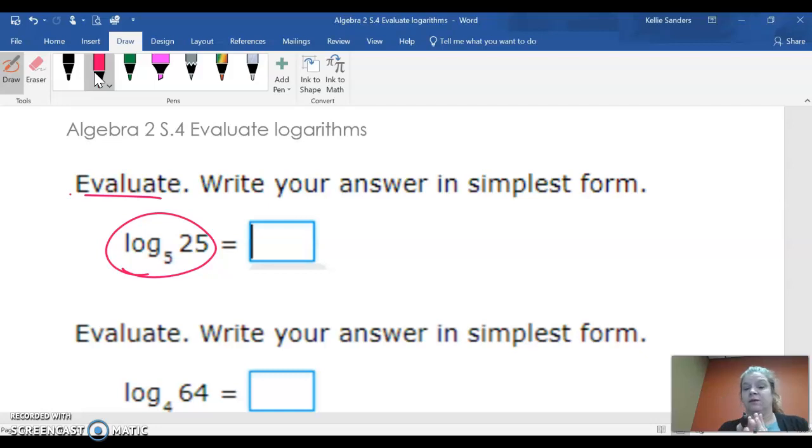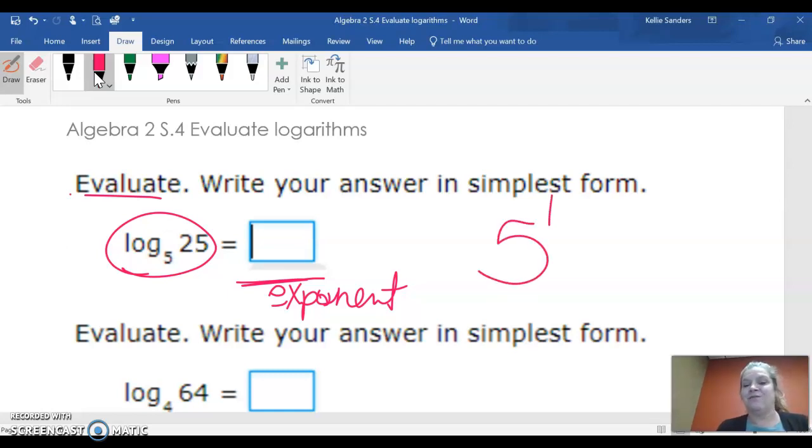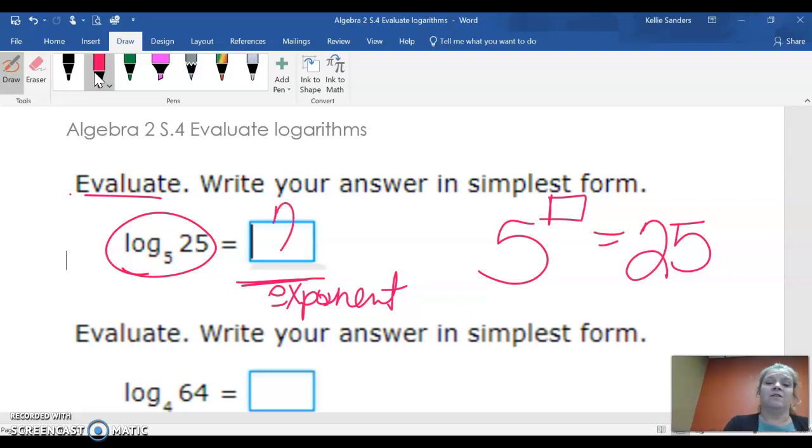Log base 5 of 25. And this would be the answer, and the exponent is always the answer, because that's what a logarithm is. So it's telling you that your base is 5. We don't know what the exponent is, but we are supposed to get 25. So 5 to the what gives you 25? 5 to the 2 gives you 25.